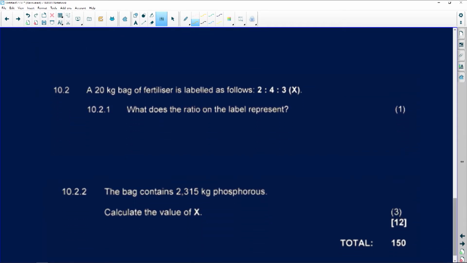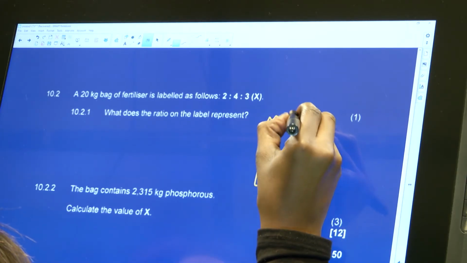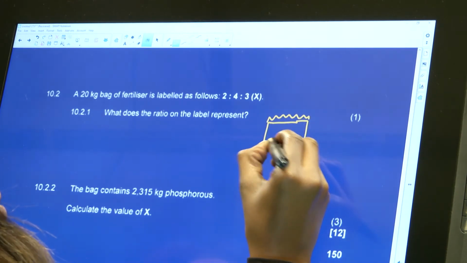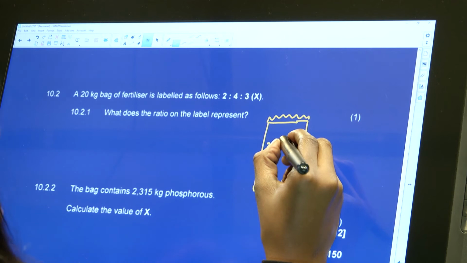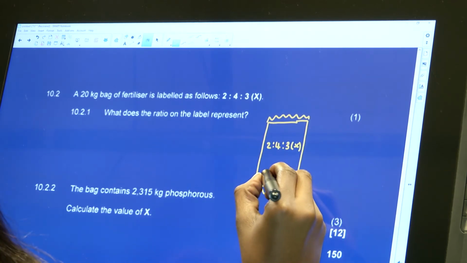So question number 10.2. Now we are told that we've got a 20 kilogram bag of fertilizer, which is labeled as follows. Now, what does the ratio on the label represent? So I just want to quickly show you, most of the time they give you a fertilizer bag like that. It's not really how a fertilizer bag looks, but most of the time we are so used to seeing it that if they wrote it any differently, it might look completely different to us.